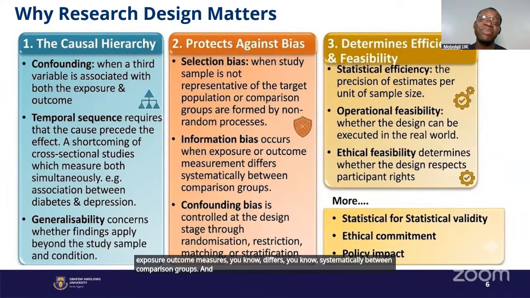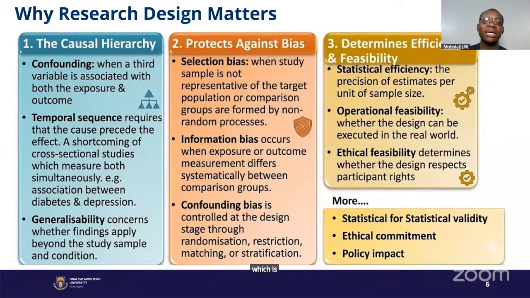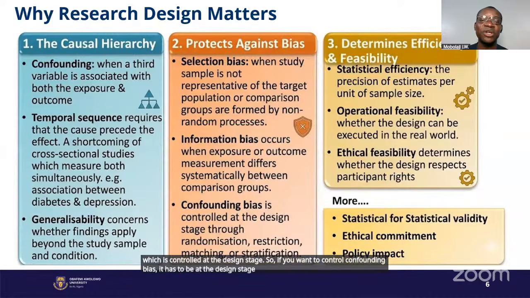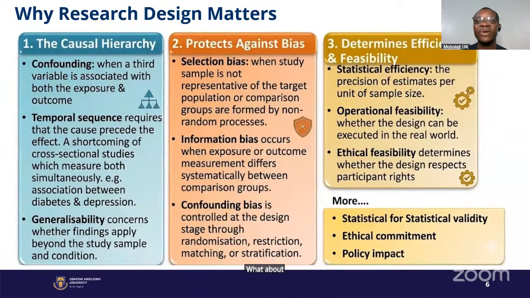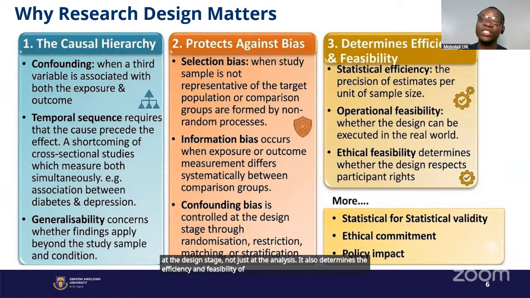And there could also be confounding bias, which is controlled at the design stage. If you want to control confounding bias, it has to be at the design stage. Maybe you use randomization, or you use matching or restriction or stratification, so that whatever factor will be confounding the findings or the associations, we control for them at the design stage, not just at the analysis. It also determines the efficiency and feasibility of the investigation: statistical efficiency, operational feasibility, analytical feasibility as well.